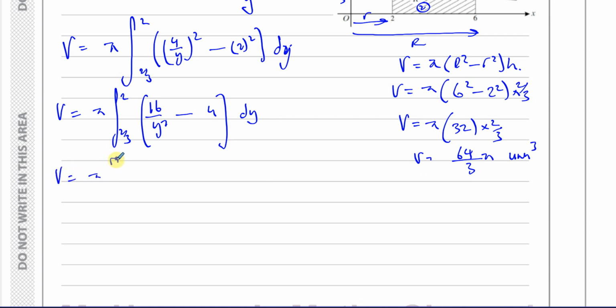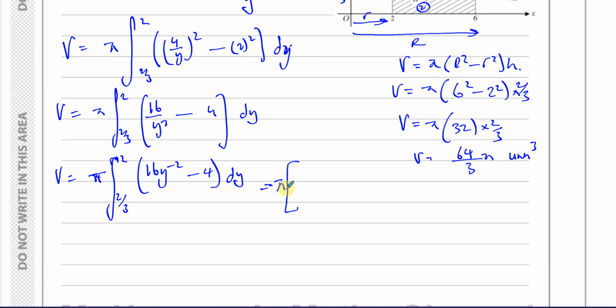Now we can start to integrate. Let's just rewrite this as 16y to the power of minus 2 minus 4 dy. Now we can integrate. Get rid of the integral sign now. We've got pi, don't forget the pi. Always don't forget the pi. It's very easy to forget it.